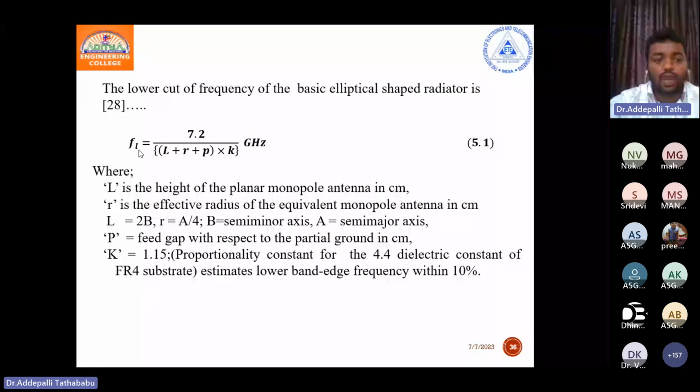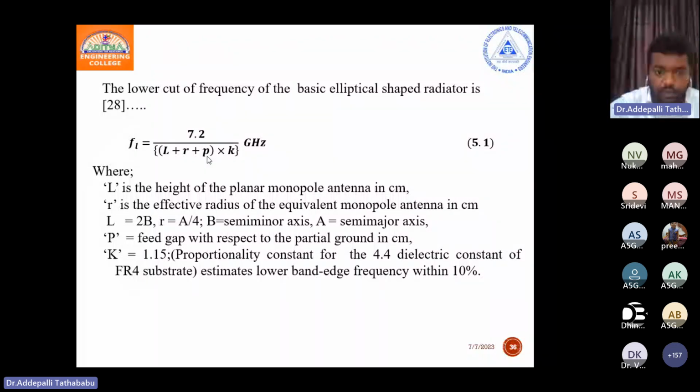Suppose I want to get the lower frequency as 5 gigahertz. So we have to adjust these values, you can get the FL value. And suppose I want to get ultra wideband, we have to adjust the L value, R value, P value. This is the constant P, R, and L. Then automatically you can get 3.1. I will show how we'll get ultra wideband here.